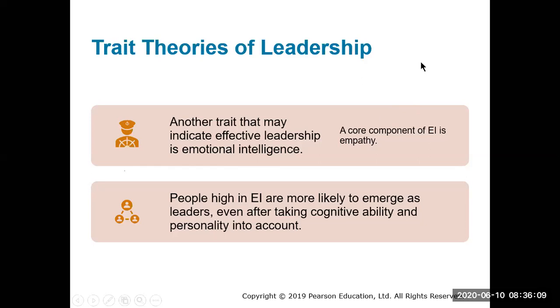Research also demonstrates that people high in EI are likely to emerge as leaders, even after taking cognitive ability and personality into account. So for those who are high in EI, this person is likely to emerge as a leader. Research identifies that the EI person is likely to emerge as the leader.